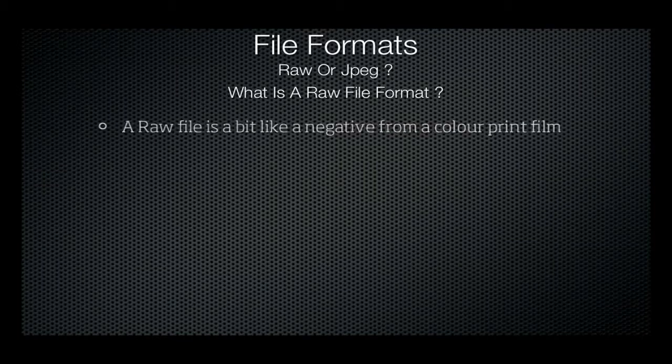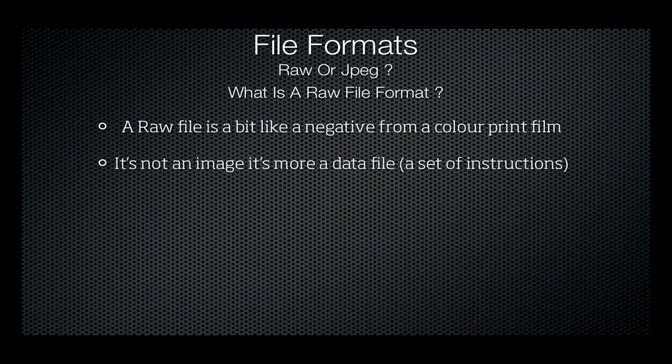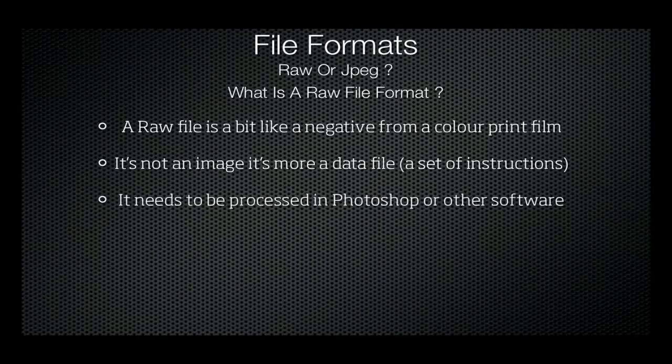Now, what is a RAW file format? Well, a RAW file is a little bit like a negative from a colour print film. It's an intermediate stage, whereas if you shot a JPEG or a transparency film, you would have an immediate finished article. With RAW, you've got to do a little bit more work on it, and it's best thought of as a negative. A RAW image is actually not an image at all. It's a data file, a set of instructions, and you'll open that up in a bit of software like Photoshop or other RAW processing software, some of which are free, and you then have to basically develop that file.